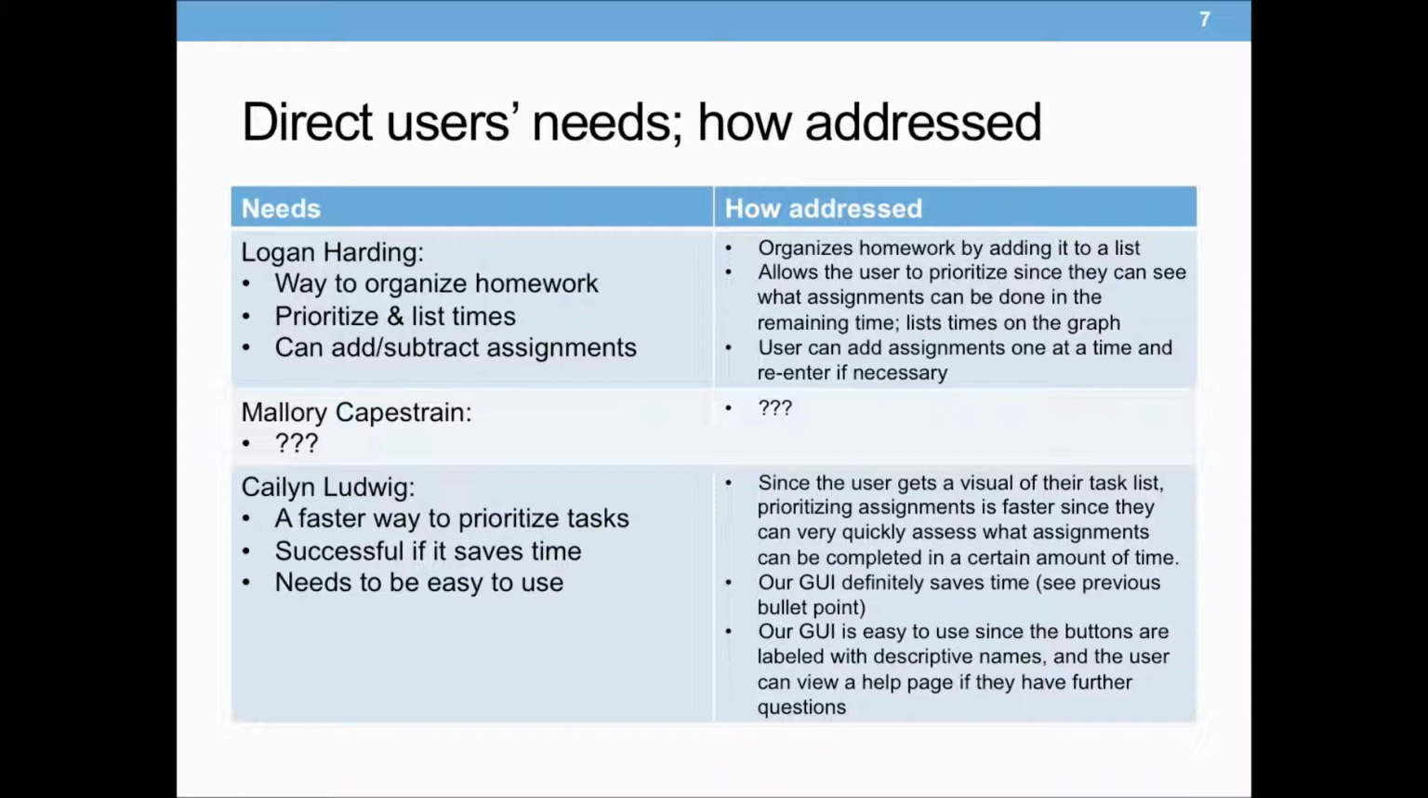We don't have Mallory's data yet, and Caitlin wanted a faster way to prioritize tasks. It's successful if it saves time and needs to be easy to use. Since the user gets a visual of their task list, prioritizing becomes a lot easier, and it definitely saves time because of that. And it's easy to use because all of our buttons are clearly labeled. It's pretty obvious where they're going, and the user can view the help page if they're ever confused.